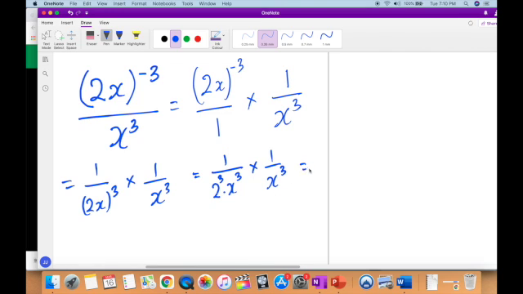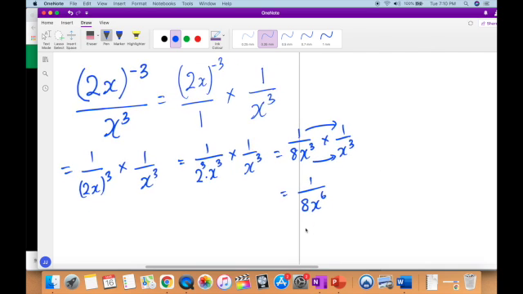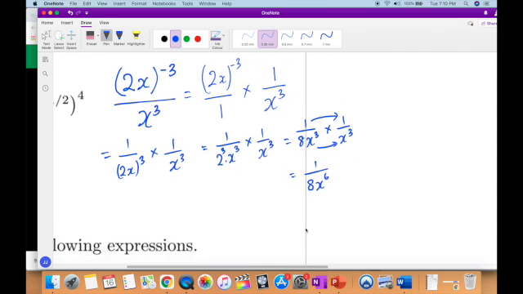And now we could say, well, let's simplify. 1 all over 2 2s are 4, 2s are 8, 8x to the power of 3, multiplied by 1 over x to the power of 3. Now x to the 3 times x to the 3, you add your indices, that is 1 all over 8x to the power of 6. So the answer to this is 1 all over 8x to the power of 6.